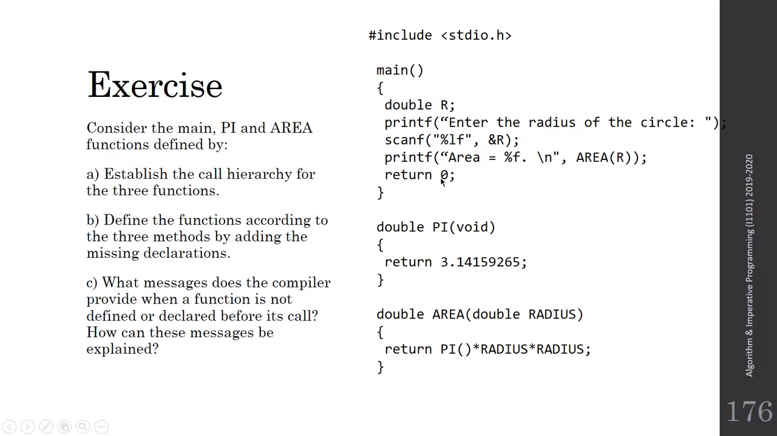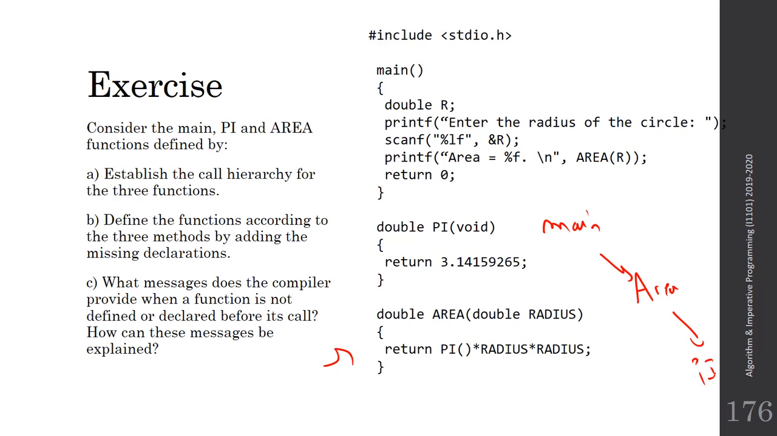So we have here an exercise. We consider main, pi, and area, the functions defined by the following program. Establish the call hierarchy for the three functions. So tell us how the functions are related. We always start from main. In main, I'm calling the function area. In area, I'm calling the function pi. These are the functions and the calling that happens.